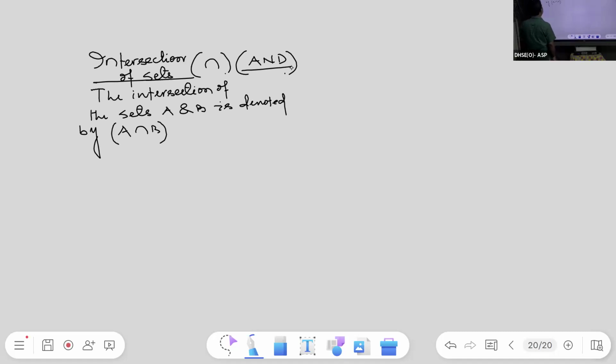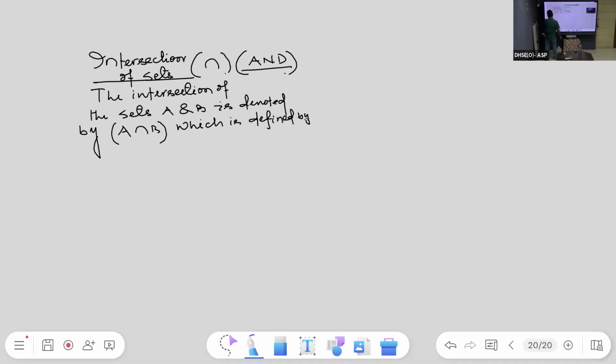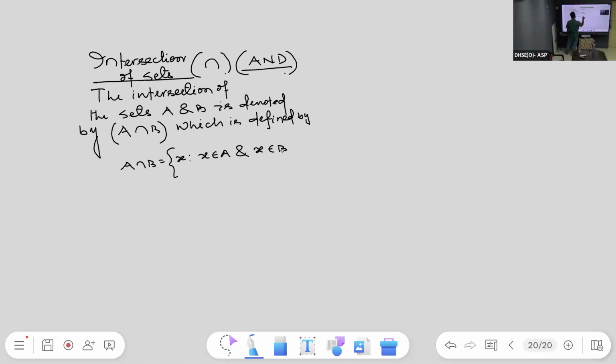The intersection of the sets A and B is denoted by this, which is defined by: A intersection B is the set of all x such that x belongs to A and x belongs to B.